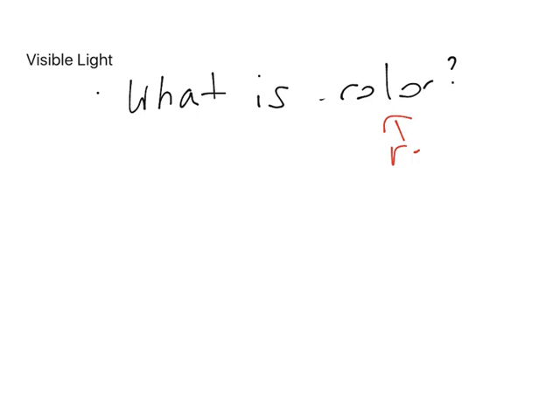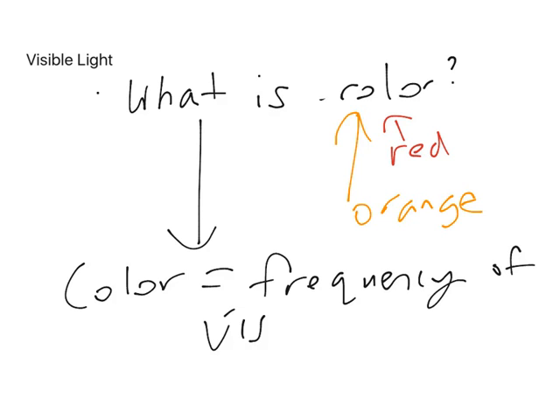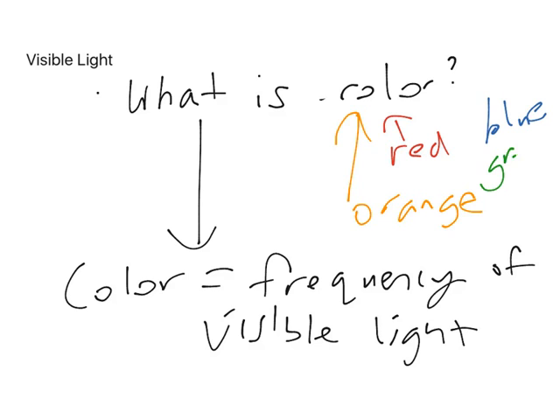Okay, so visible light. Let's start with this question. What is color anyway? You know, color could be red, color could be orange. But what is color? Color is actually the frequency of the visible light. So for example, red, orange, blue, green, these are different colors. So every color has a different frequency.